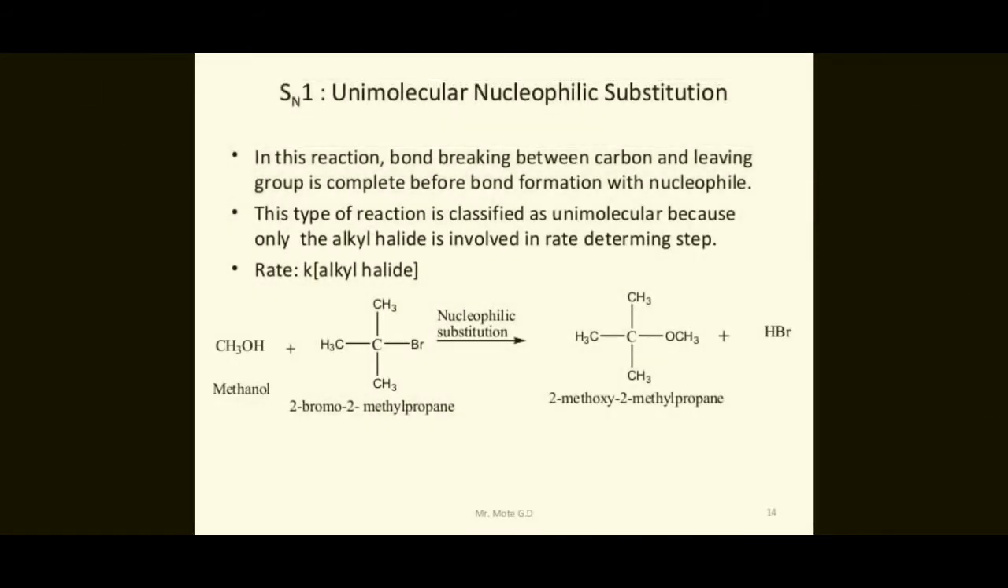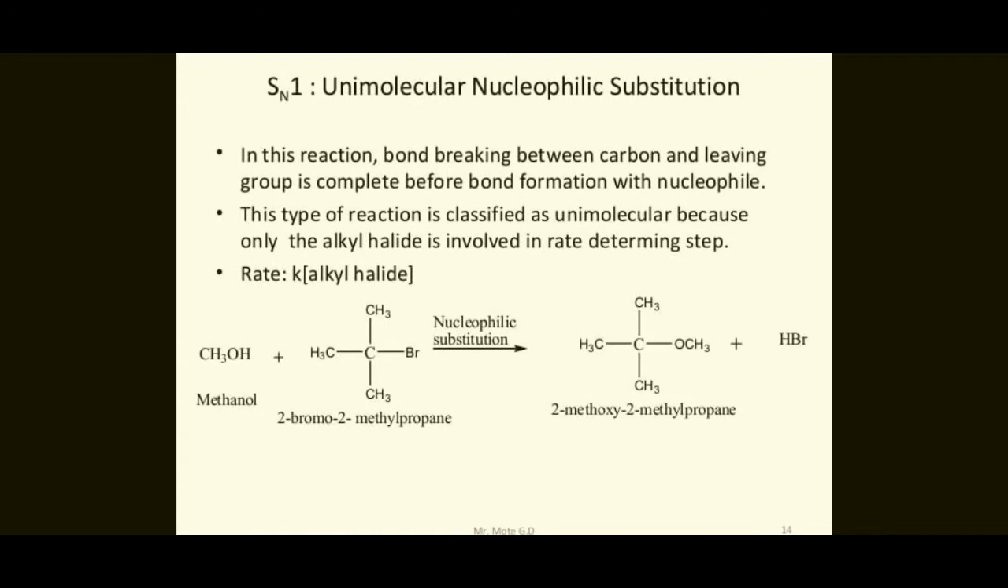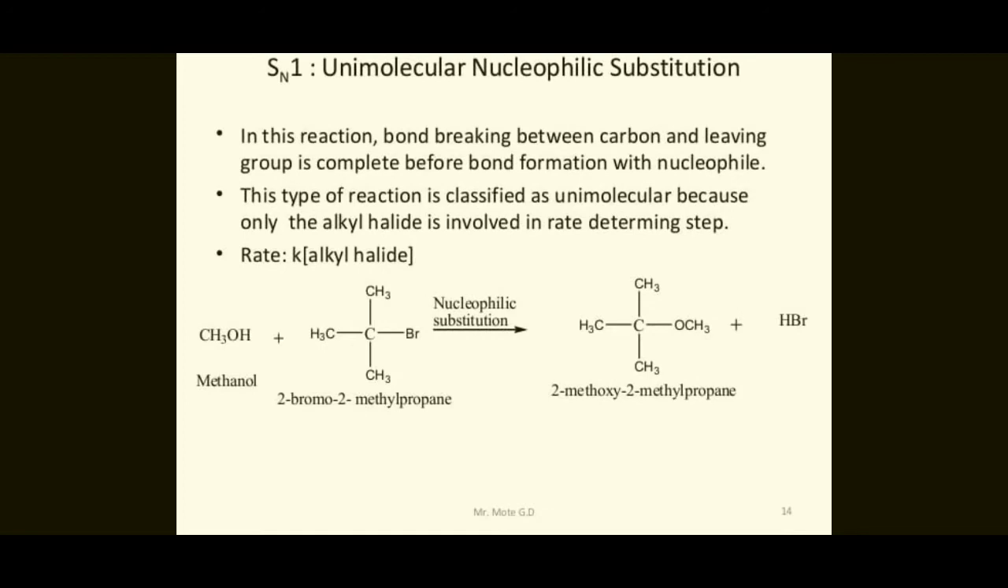In the SN1 reaction, bond breaking between carbon and the leaving group is completed before bond formation with the nucleophile. This type of reaction is classified as unimolecular because only the alkyl halide is involved in the rate determining step. So rate is equal to K [alkyl halide]. For example, methanol reacts with 2-bromo-2-methylpropane in a nucleophilic substitution reaction and is converted to the product 2-methoxy-2-methylpropane plus HBr.